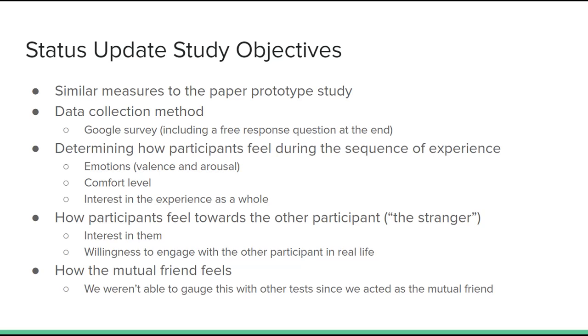Something that we were able to gauge in this study that we were not able to gauge in previous studies was how the mutual friend felt. We weren't able to engage in other tests since the researchers acted as the mutual friend, so this was an interesting measure to test in this study.